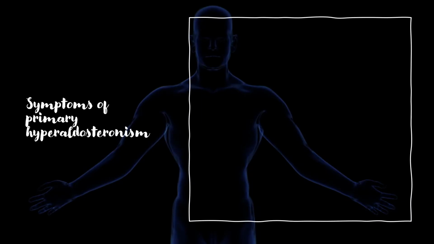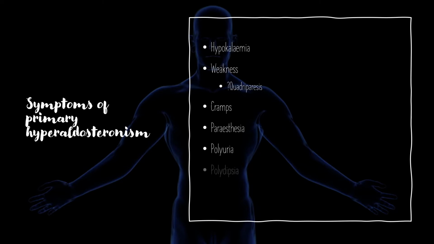The other symptoms of primary hyperaldosteronism, aside from hypokalemia, are weakness, which can even lead to quadriparesis, cramps, paresthesias, polyuria, polydipsia, and hypertension in some cases.